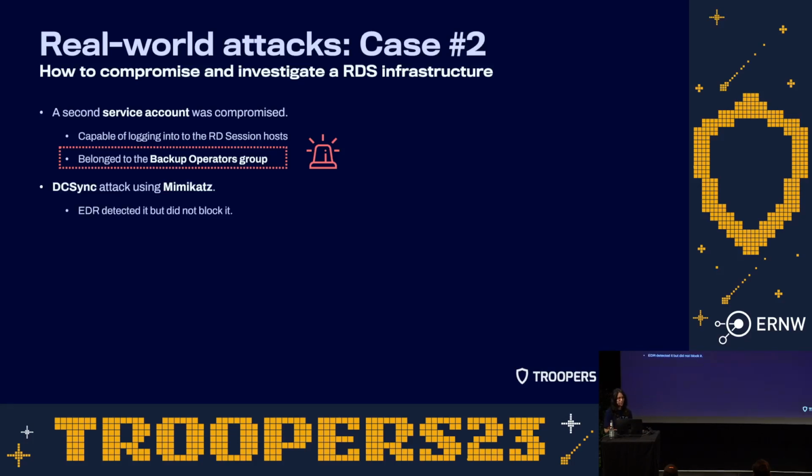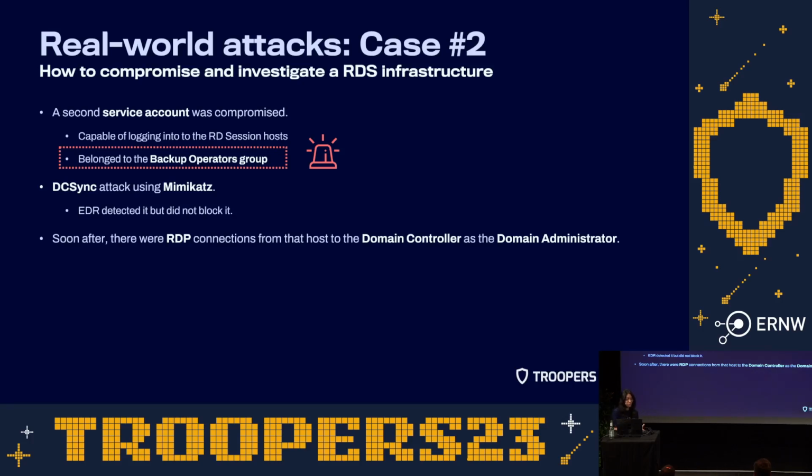After that, the investigation showed that the DC sync attack was performed using Mimikatz. There was an EDR installed, and it detected it, but it was not in blocking mode. So another miss there. Soon after, there were RDP connections from that host where the DC sync attack had been performed to the domain controller as the domain administrator. And in terms of impact, this was, again, a ransomware attack, and the LV ransomware was deployed using GPO.